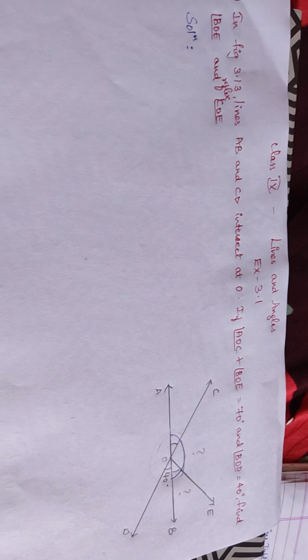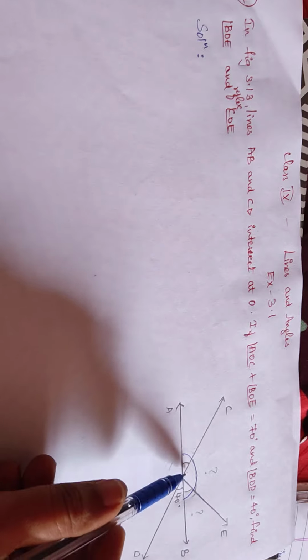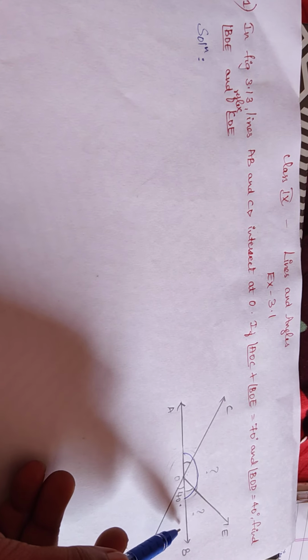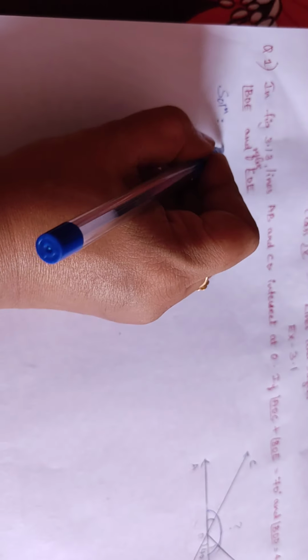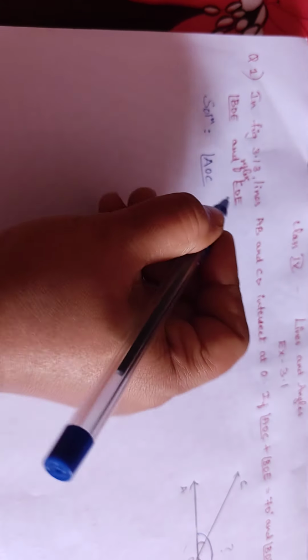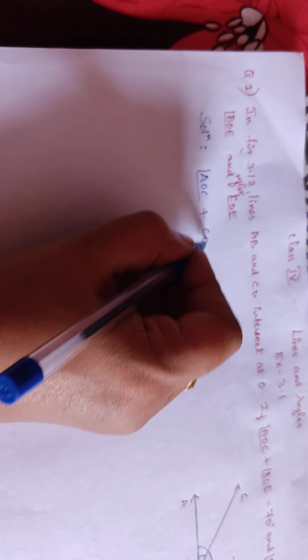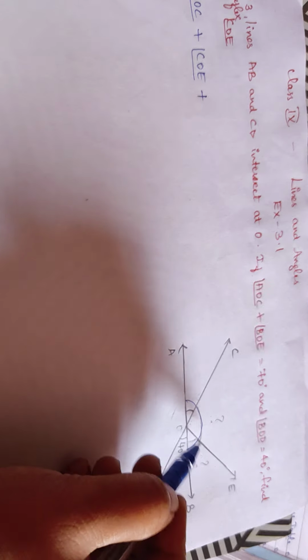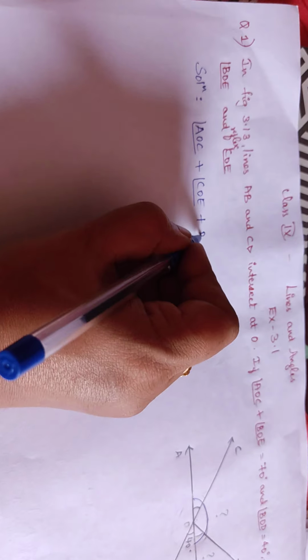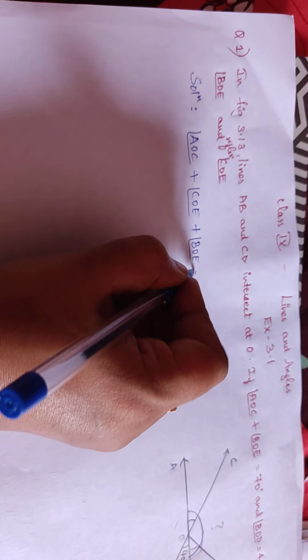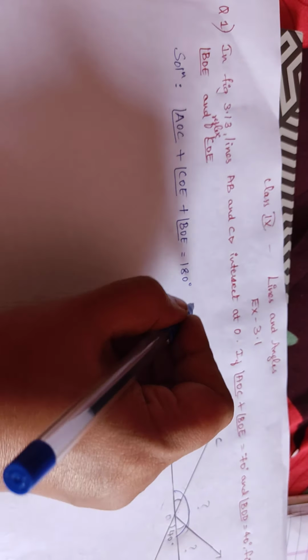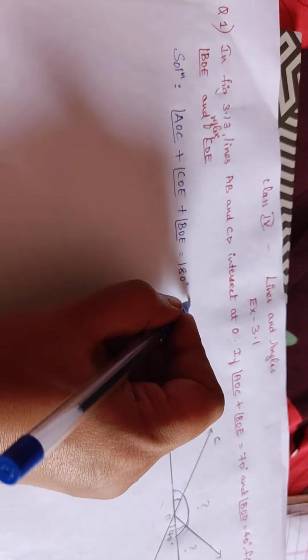So we will write, as I said, the top three angles we are going to take as a linear pair of angles, 180 degrees. So angle AOC plus angle COE plus the next angle, EOB, I'll write BOE, is equal to 180 degrees. These are the linear pair of angles. Reasons are always written in brackets in geometry.